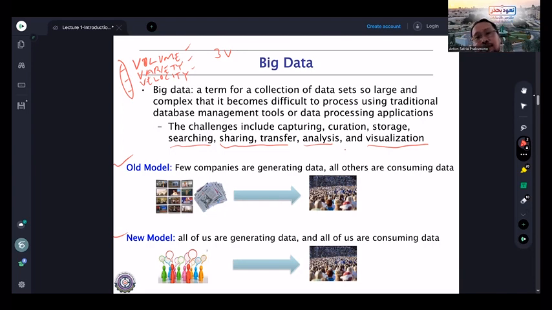But in the new model, everyone can upload the data, and after that everyone can consume the data. So when we are on the road and find an accident, suddenly some people take a picture and upload it on their status. So everyone can generate the data. That is the one.